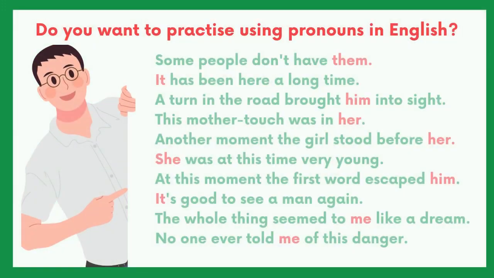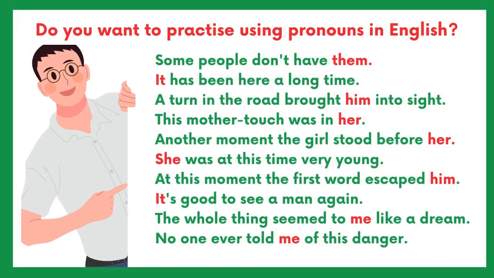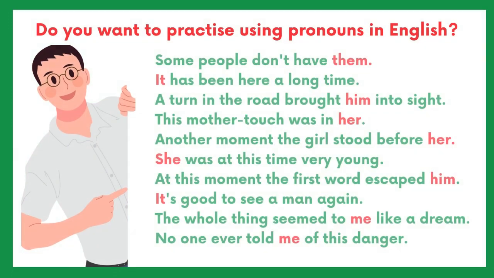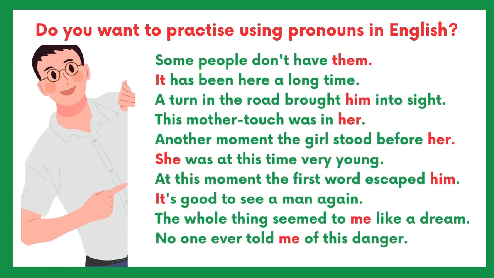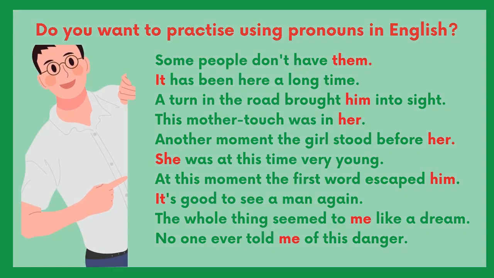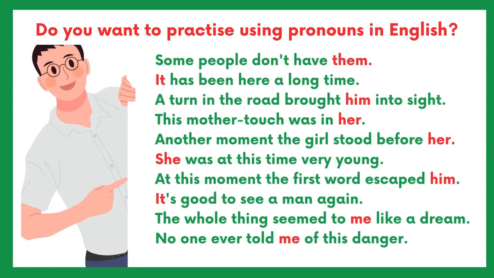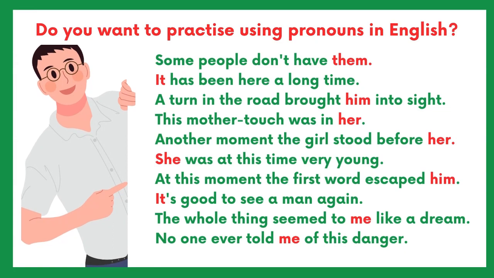Do you want to practice using pronouns in English? Some people don't have them. It has been here a long time. A turn in the road brought him into sight. This mother touch was in her. Another moment the girl stood before her. She was at this time very young. At this moment the first word escaped him. It's good to see a man again. The whole thing seemed to me like a dream. No one ever told me of this danger.